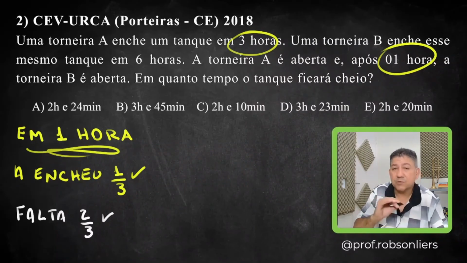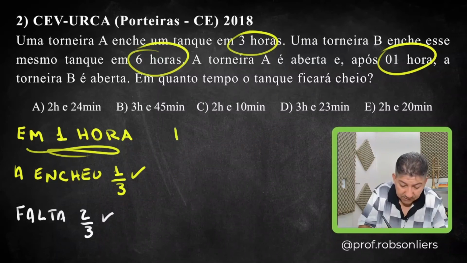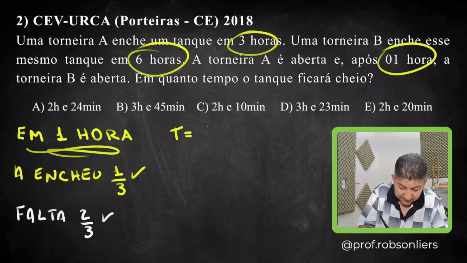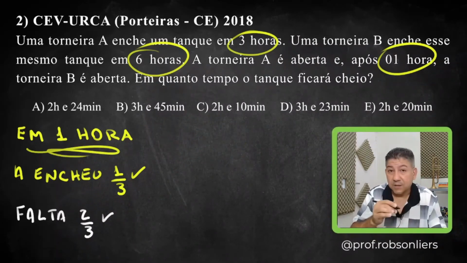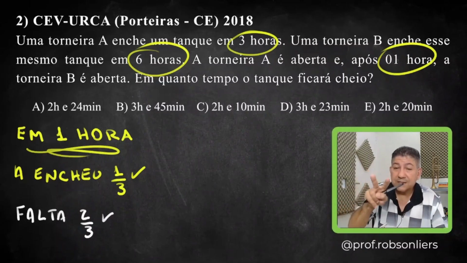Let's figure out how long it takes for both faucets together to fill the tank. I know that faucet A fills the tank in 3 hours and faucet B in 6 hours, so let's go. The time to fill the whole tank with both together will be 3 times 6 over 3 plus 6. Now, after 1 hour, both faucets were open together. Yeah, in the first hour, faucet A was open alone.